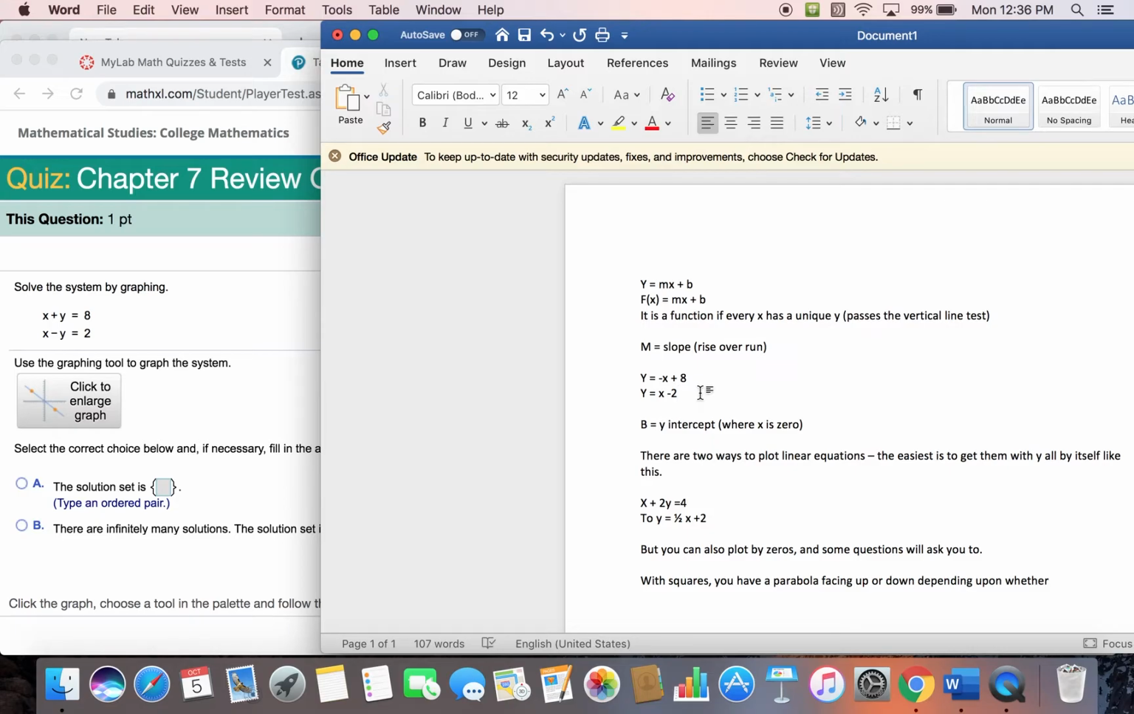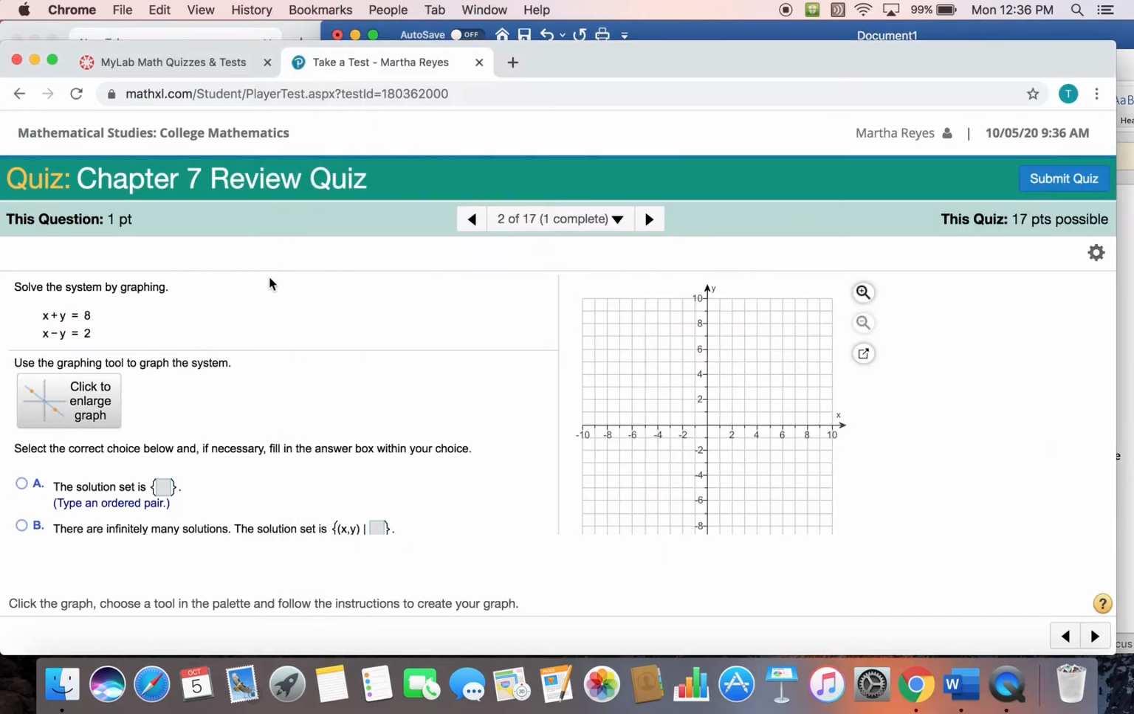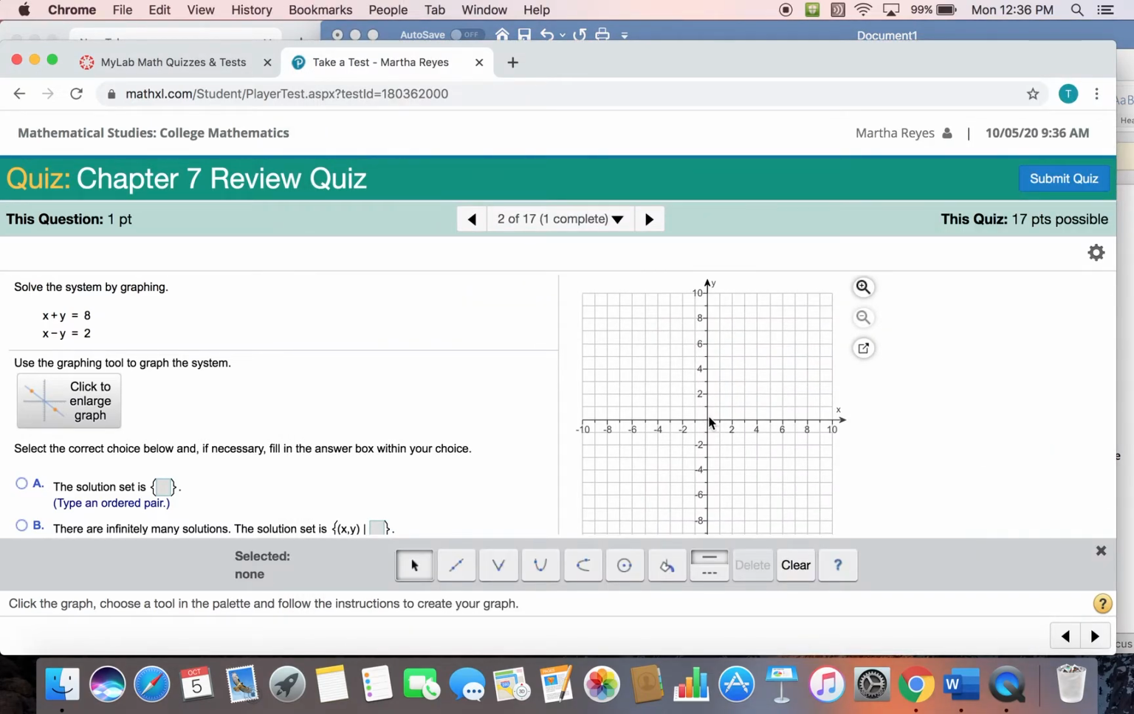You start at the center point. You set x equal to 0, and then you go up or down according to what's added, which is b. Okay, so I have negative x plus 8. So for the first one, for negative x plus 8, what I'm going to do is start at the center point and plus 8. So I go up to 8. That is the first point.